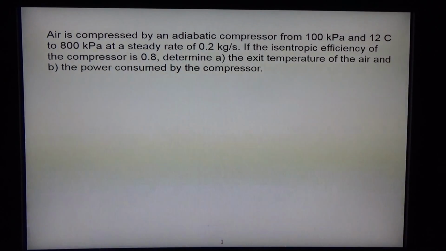compressor. So if you notice in the last problem with the turbine, we were given the exit temperature, or we were given enough information about the exit state of the turbine, and we used that to determine isentropic efficiency. This problem is kind of the reverse. We're given isentropic efficiency, and we're going to use that to determine the exit state of the compressor. Also, in the last problem, we were given the power, and we solved for the mass flow rate. This one's the opposite. We're given the mass flow rate, and we're solving for the power.